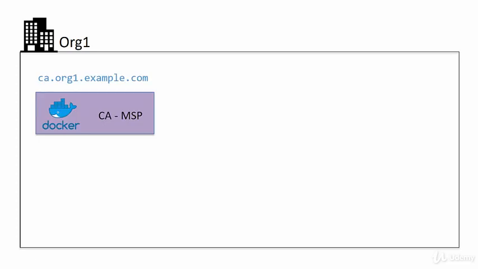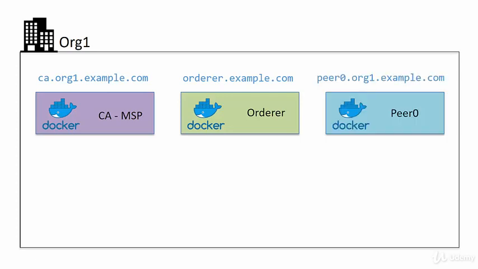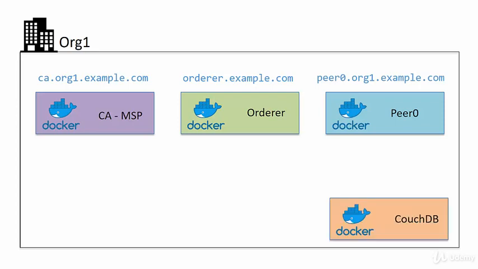First one is the certification authority container. Second one is the orderer container. Third is the peer container. And this peer container has a dependency on CouchDB for the state data.